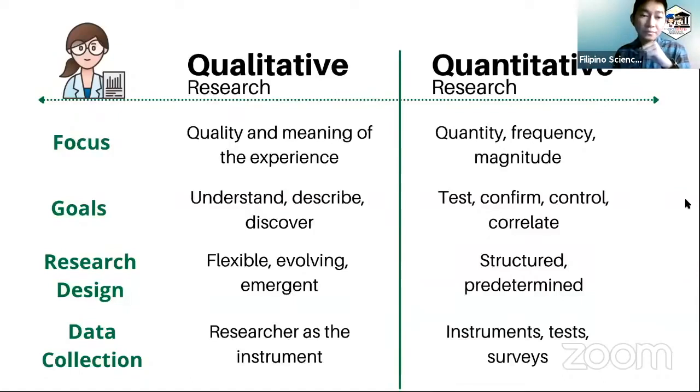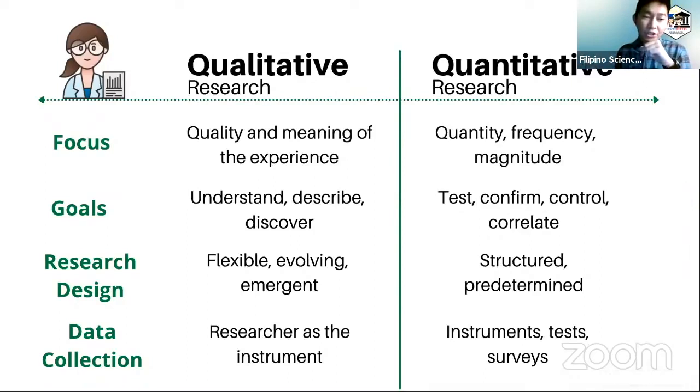Okay? And in terms of the research goals, qualitative research is often used to understand, describe, and discover this specific phenomenon or this research question that you are asking. While quantitative research would oftentimes test, control, and correlate your variables.